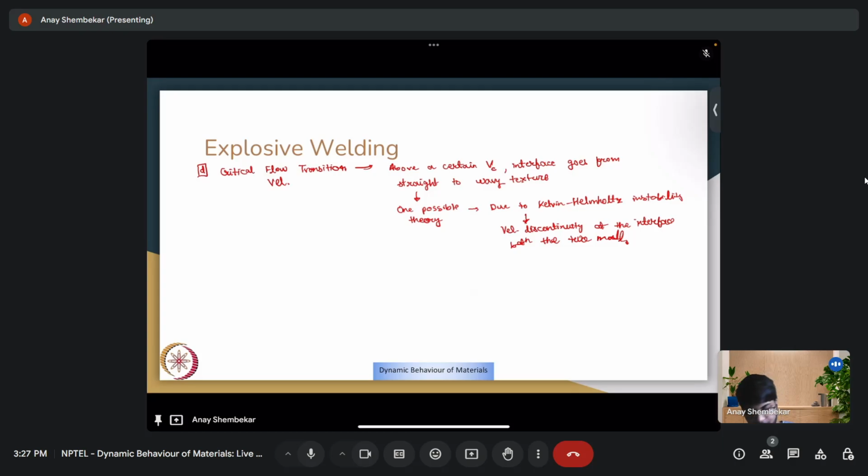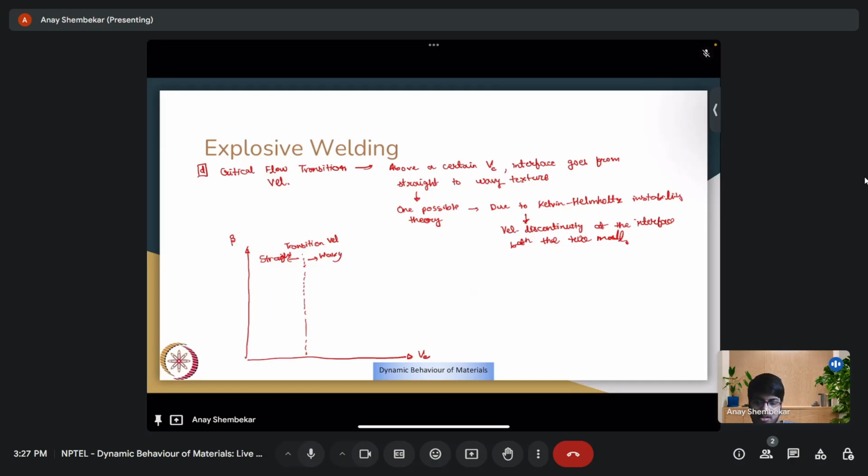So combining all these four factors, we get a window. On the y-axis you have the dynamic bend angle, on the x-axis you have collision velocity. As we mentioned, there is a critical flow transition velocity. So I'll write this transition velocity. You want to be on the right hand side of this to get a wavy texture. On the left you will get a straight texture.